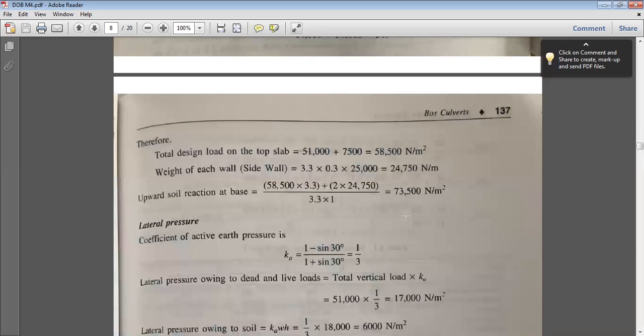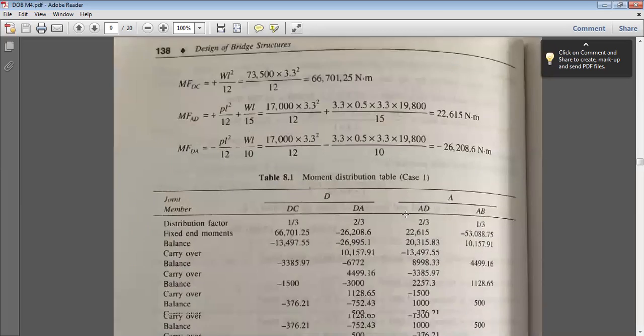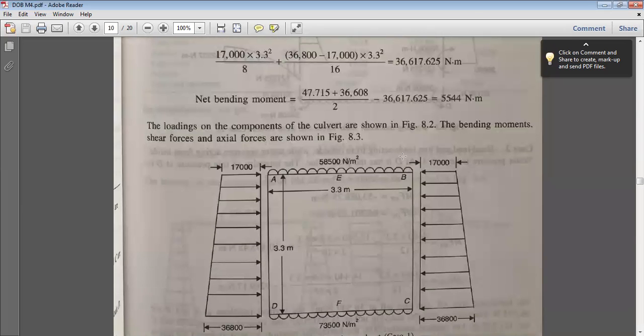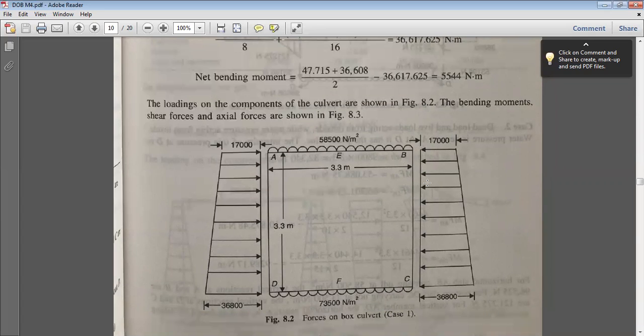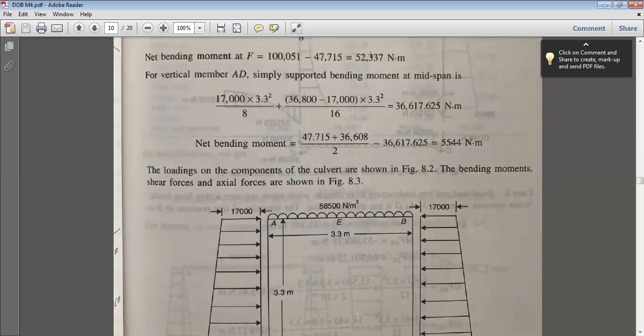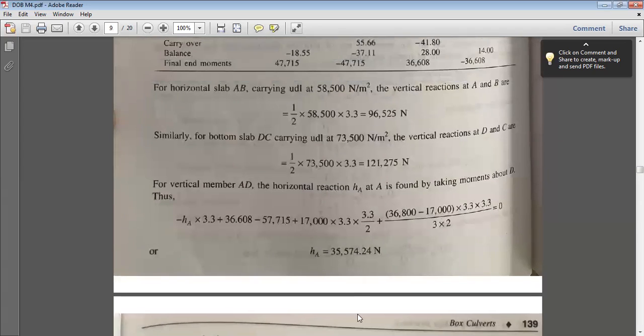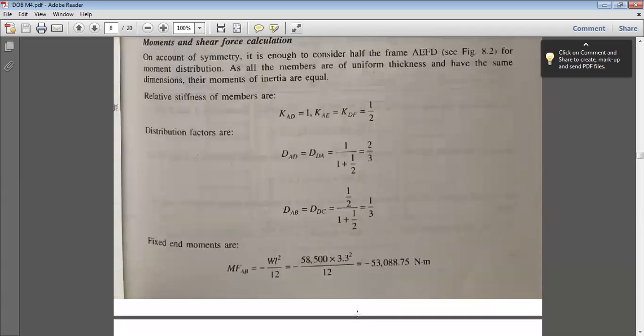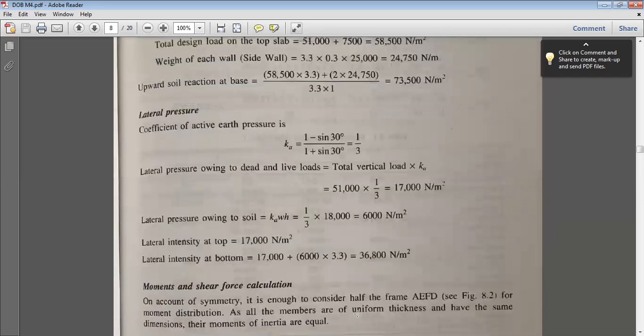So this I will be marking in the figure. First see here. From the top, you are getting 58,500 Newton per meter square. On the side walls, you are getting the soil weight that we will calculate now. So due to all this load, I am getting the upward pressure of 73,500 Newton per meter square from the bottom. That is, the soil is exhibiting the pressure. So we will calculate now the weight of soil on the side walls.